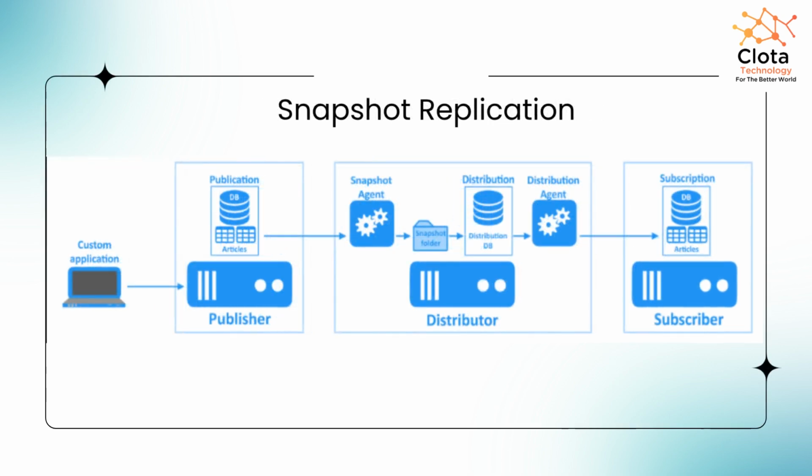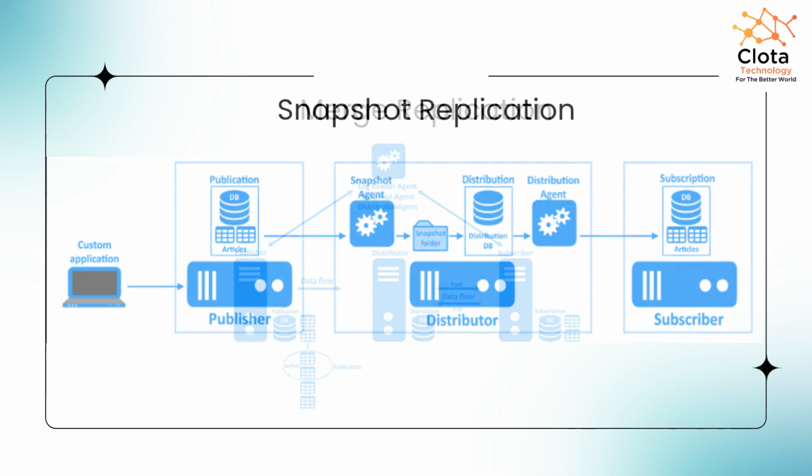Second one is snapshot replication. Data and schema are captured at a specific moment in time. Distributor applies this read-only snapshot to the subscriber. It's ideal for small tables or less frequent updates.